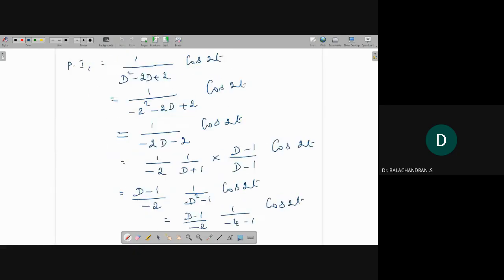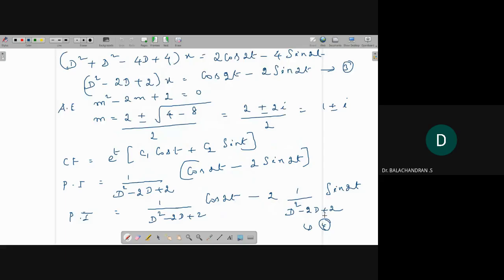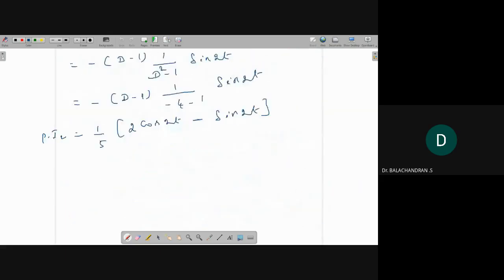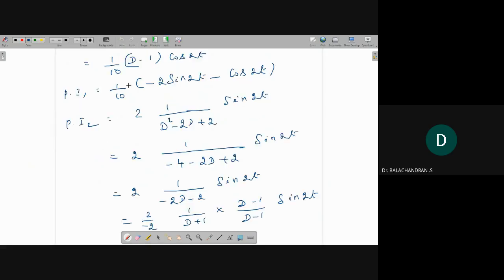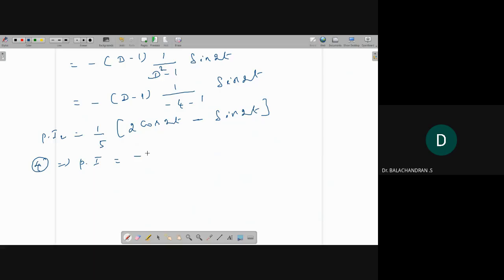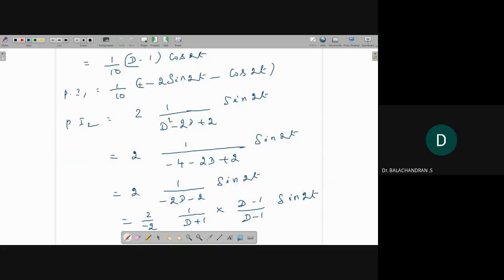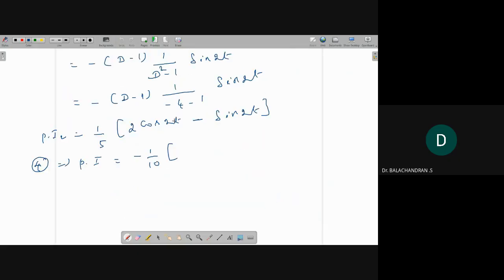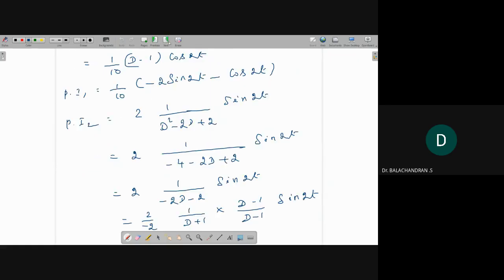So now equation 4: PI1 minus PI2. Equation 4 implies your PI equals, what is PI1? PI1 is 1 by 10. You can take minus commonly, minus 1 by 10 into, okay, minus 1 by 10, 2 sin 2t plus cos 2t.